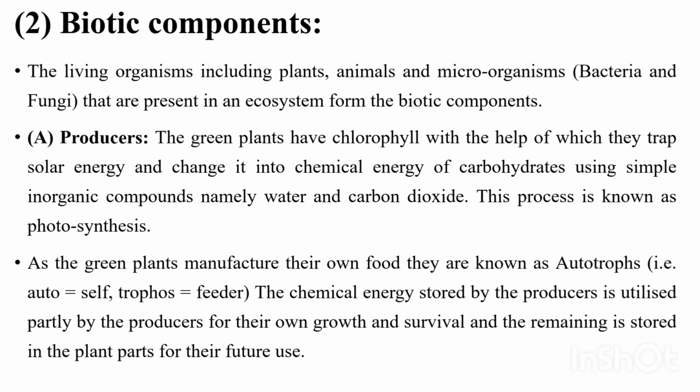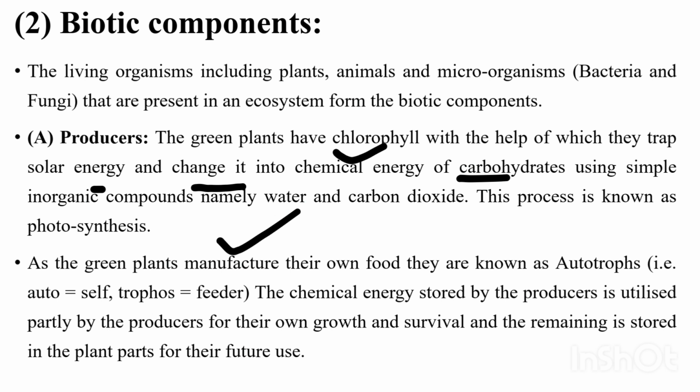At first, details about the biotic component. Producers are always green plants because they have chlorophyll, which helps them to trap the solar energy and convert it to chemical energy of carbohydrate in the process of photosynthesis. So in any ecosystem, green plants manufacture their own food, so they are known as autotrophs. Okay, that is, auto means self, trophos means feeder.